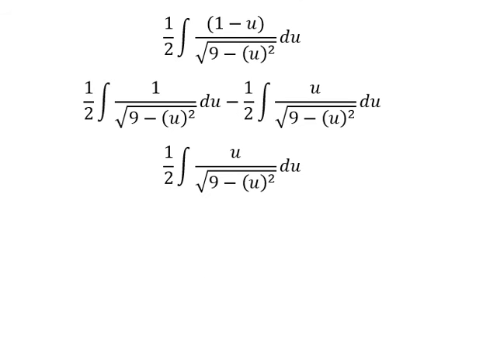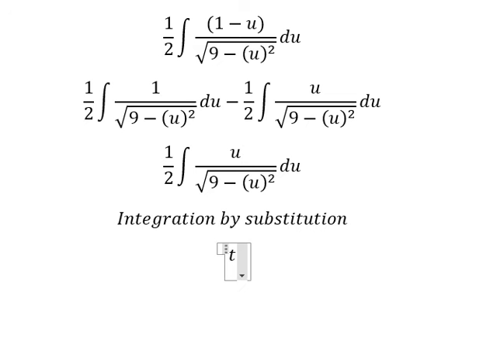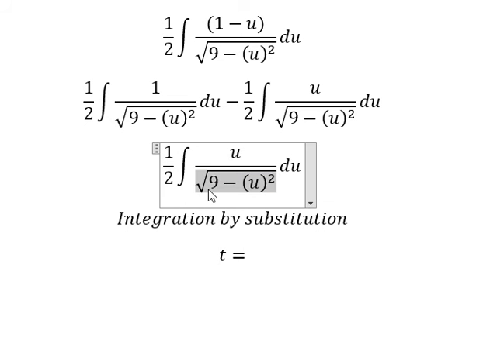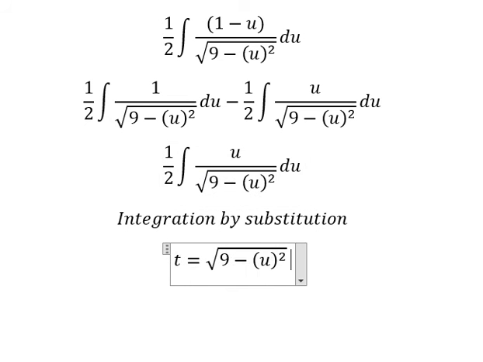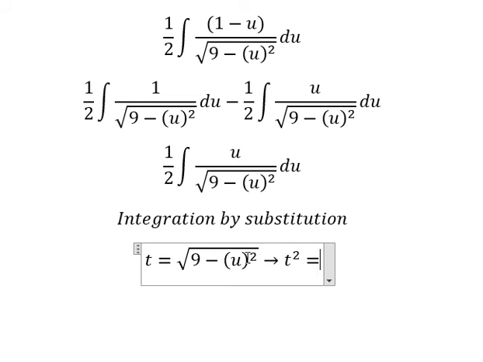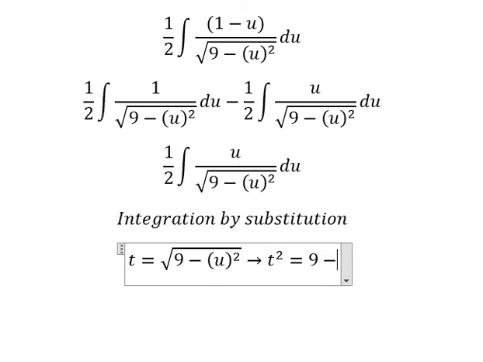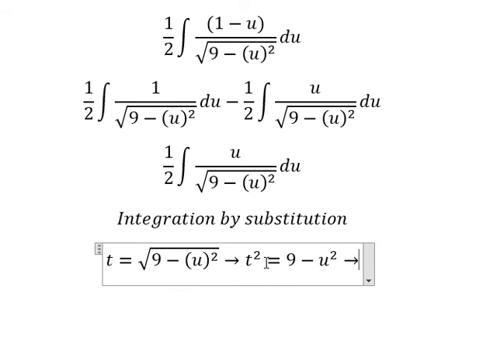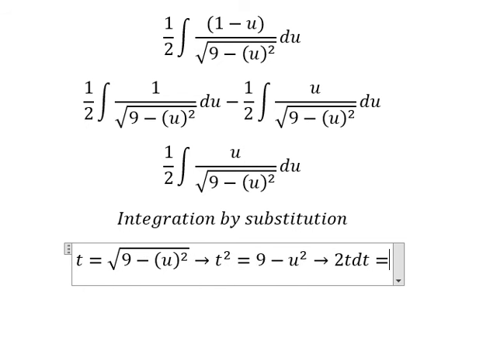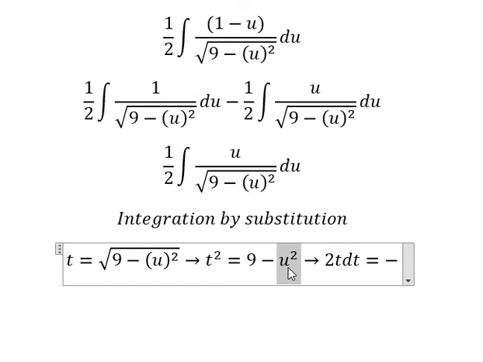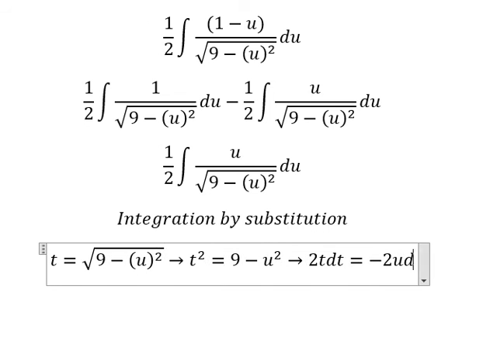So we need to use integration by substitution. So I will put t equals the square root of 9 minus u squared. Later, we square both sides to cancel the square root. Next, we need to do the first derivative for both sides, and this one you got 2t dt. First derivative of u squared, you got 2u du.